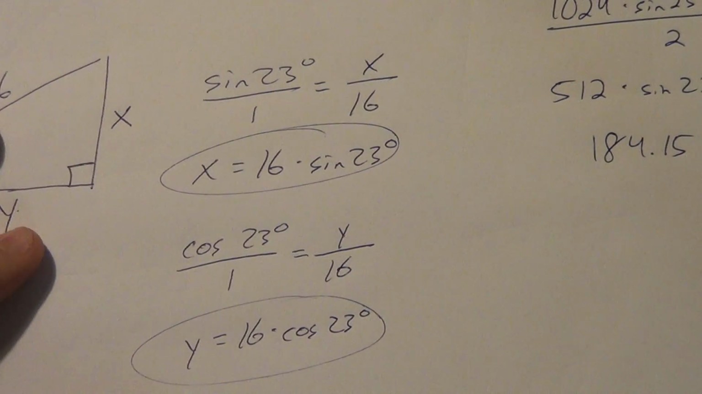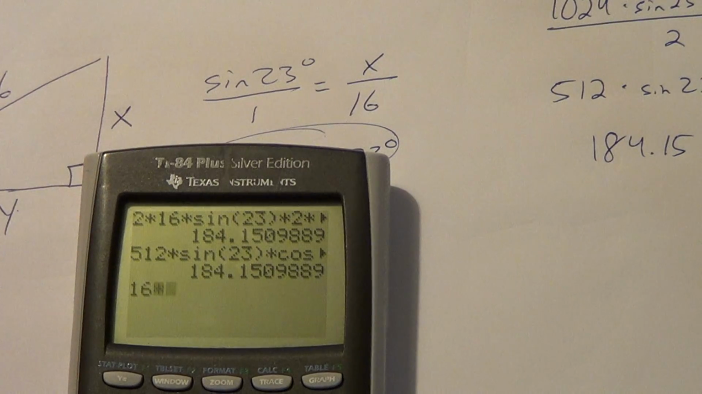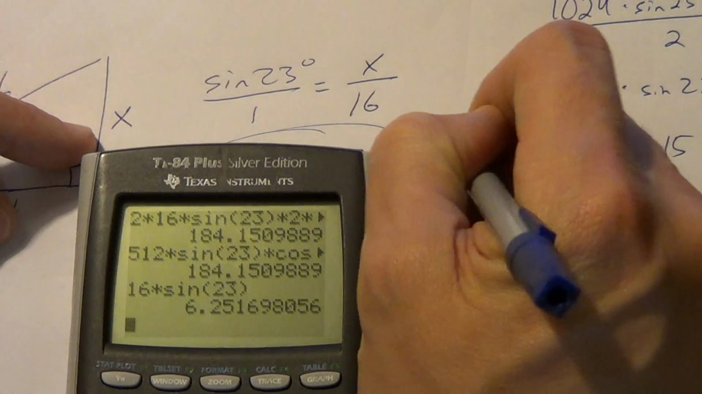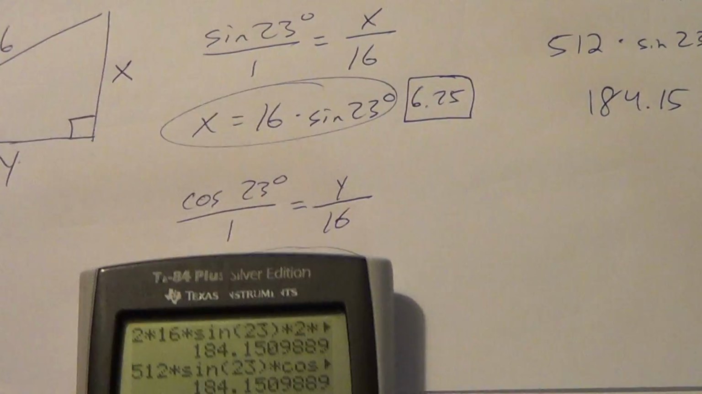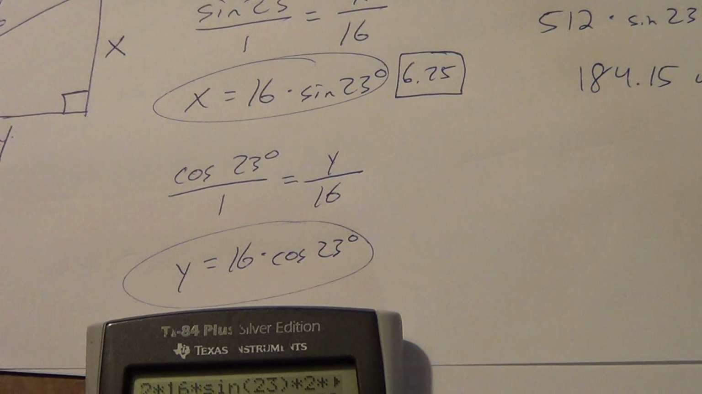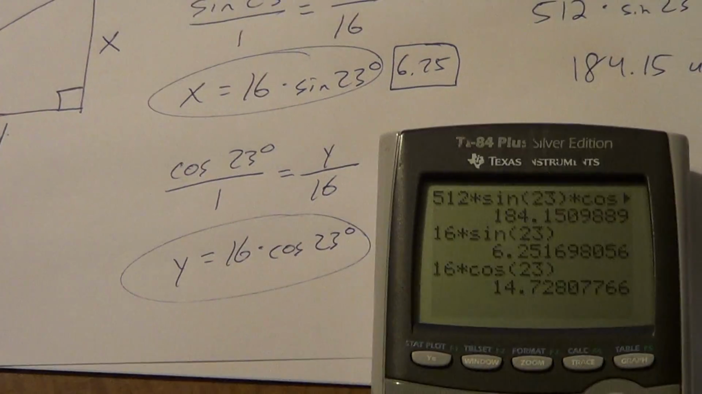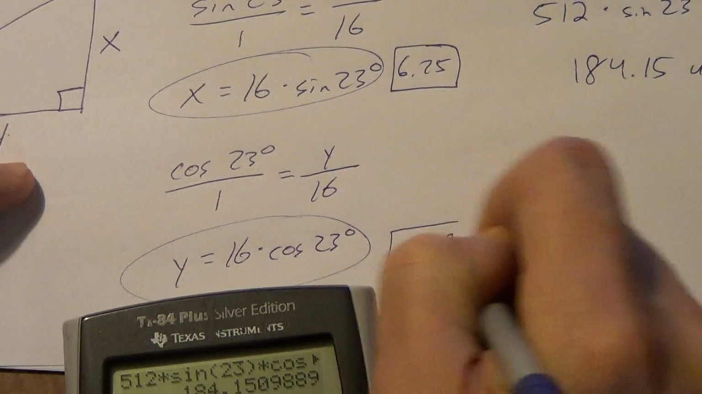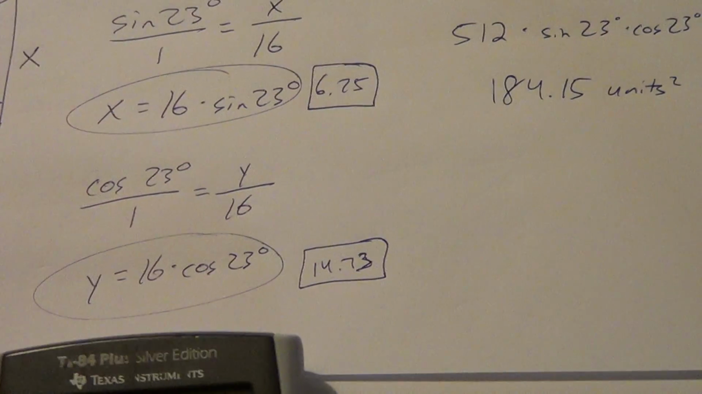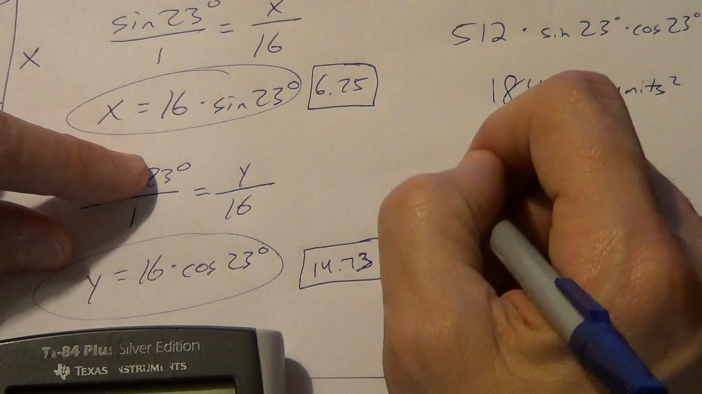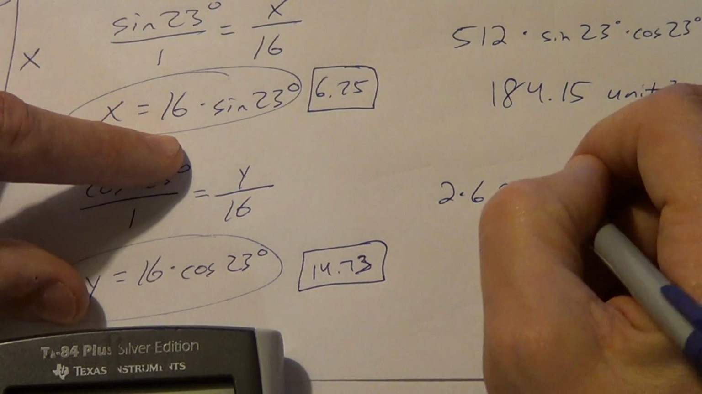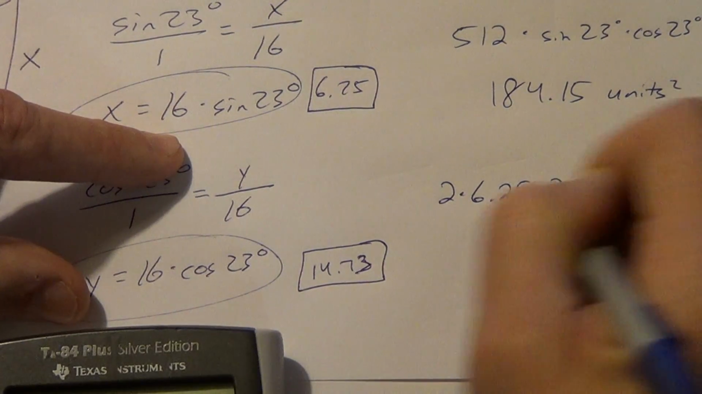Now I'm going to show you real quick why we don't round early. So if I went back over here to this x equals 16 times the sine of 23, and I just type in 16 times the sine of 23 degrees, I get 6.25169, and I round that off to maybe 2 decimals, 6.25. Okay, and then I type in this 16 times the cosine of 23. And I round that off to 14.73. Now, if I take diagonal number 1, which is 2 times this, so 2 times 6.25, times diagonal number 2, which is 2 times 14.73, over 2.